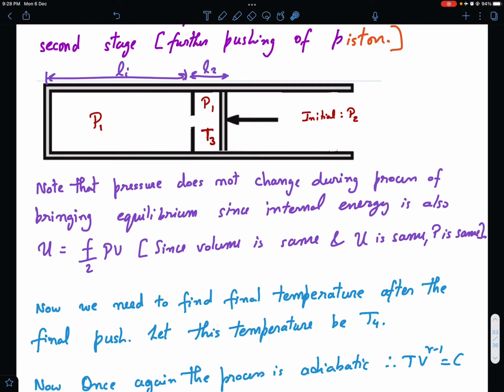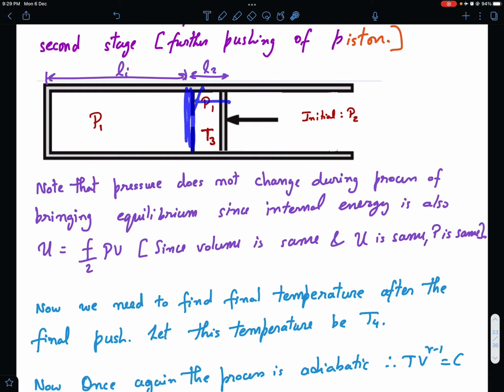Although it is not explicitly mentioned in the problem that the valve can close again, there can be a nice problem where a valve has the possibility of closing again, but still it will not close, because of conservation of internal energy, and since internal energy is f by 2 PV, the pressures are not going to decrease even after mixing. Now we need to find the final temperature after the final push.